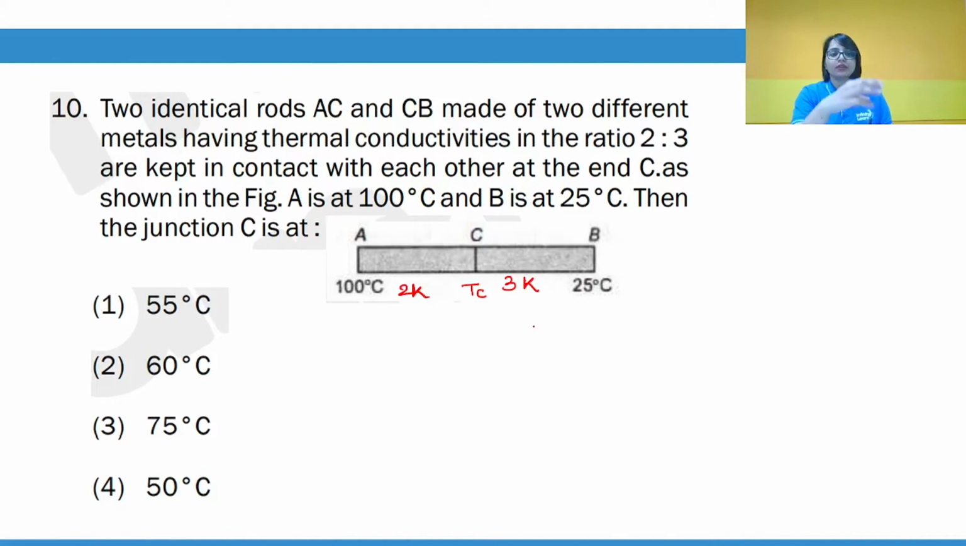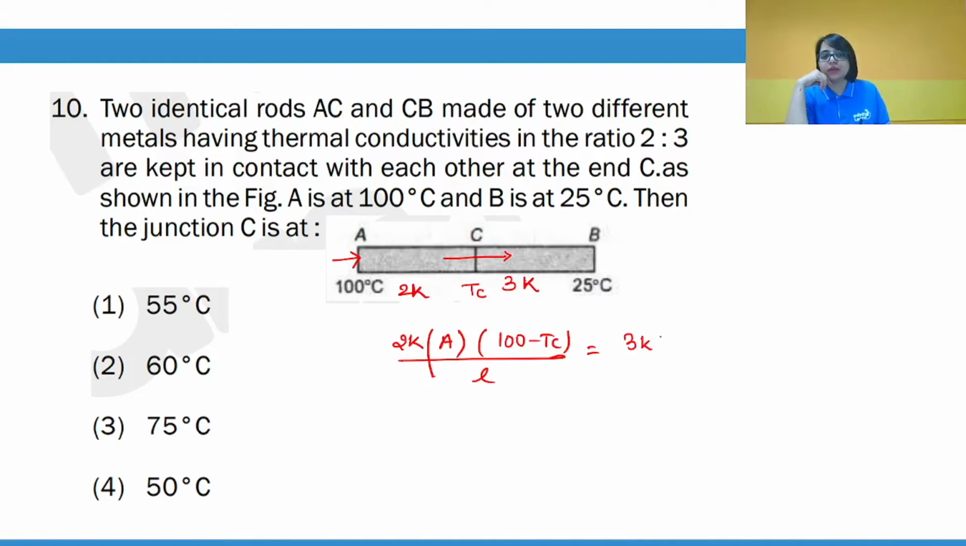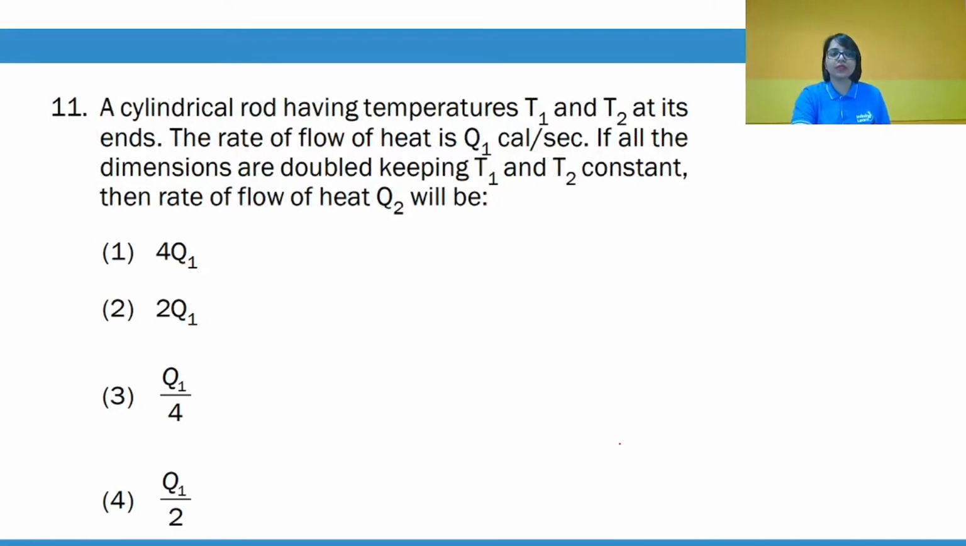So you can write the equation for the rate of flow of heat, because the heat which is passing through this will also pass through this, right? So you can write it as 2K A delta theta, that is 100 minus Tc, divided by L is equals to 3K A Tc minus 25 divided by L. So after solving this equation, you'll get the value of Tc as 55 degrees Celsius.